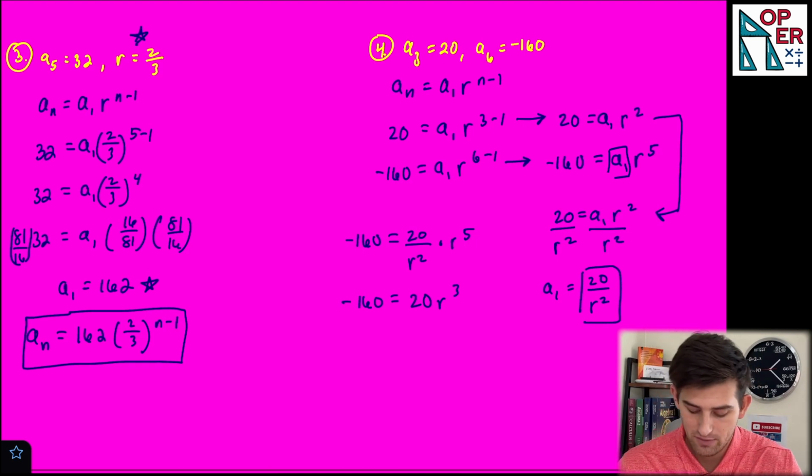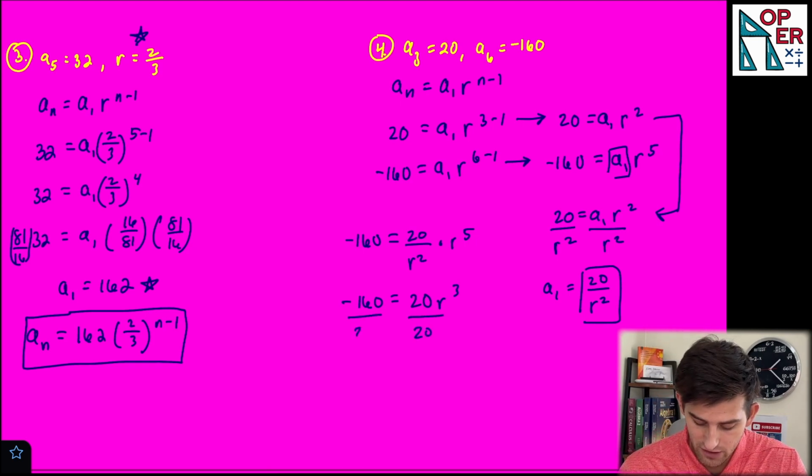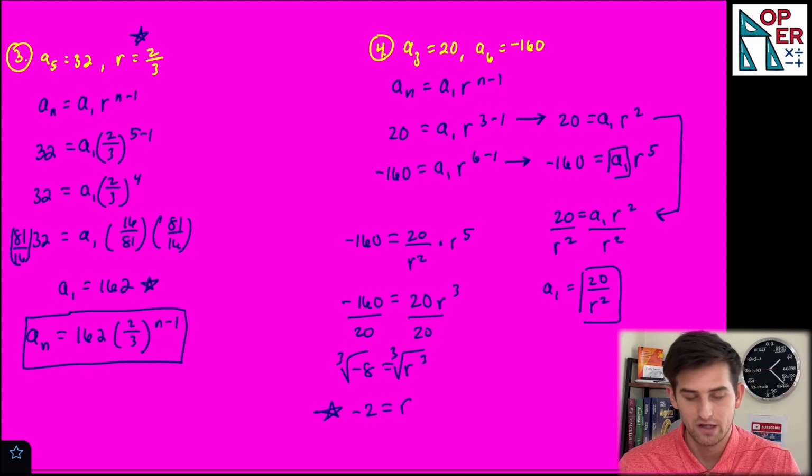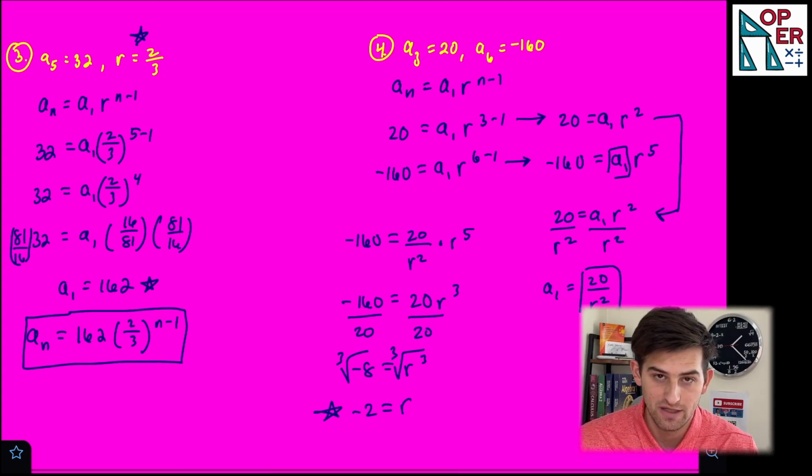Okay, so now let's divide both sides by 20 and see if we can solve for our common ratio. So now we're going to get negative 8 is equal to r cubed. And now let's take the cube root of both sides. So we're going to get negative 2 is equal to r. So let's put a little star by that. We know what our common ratio is now.